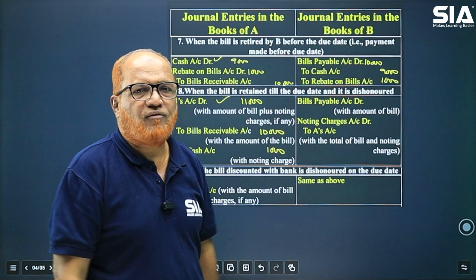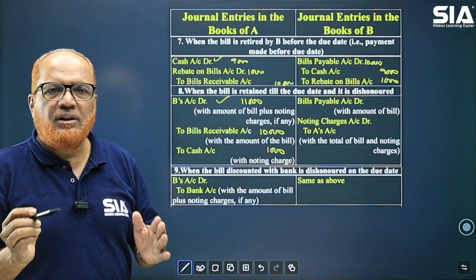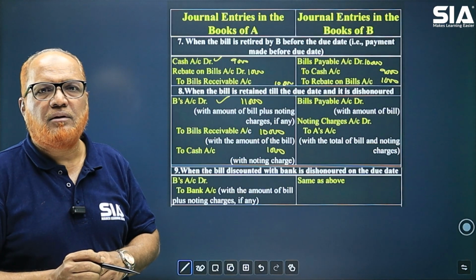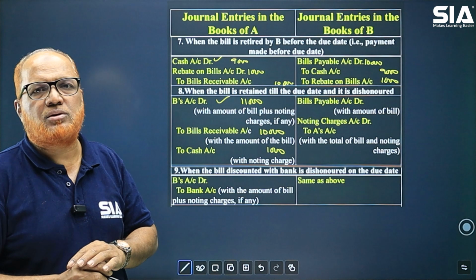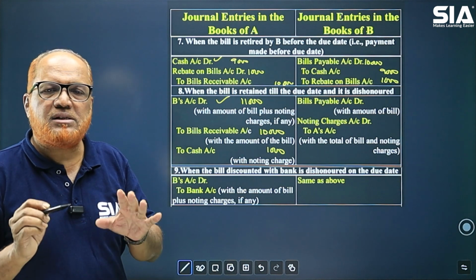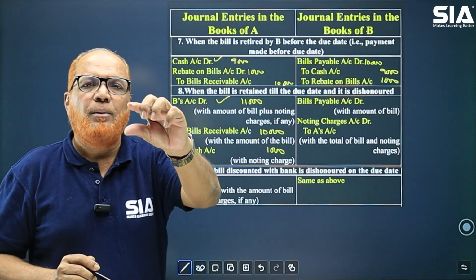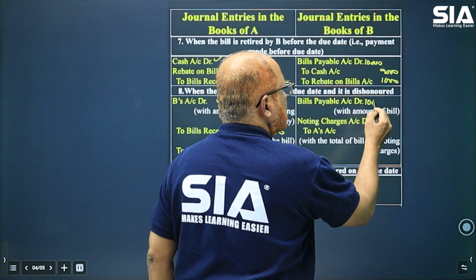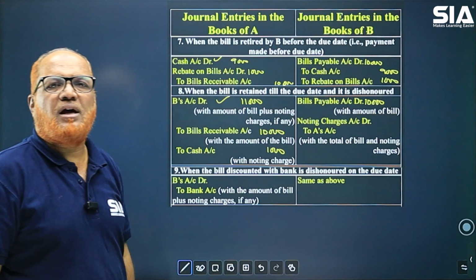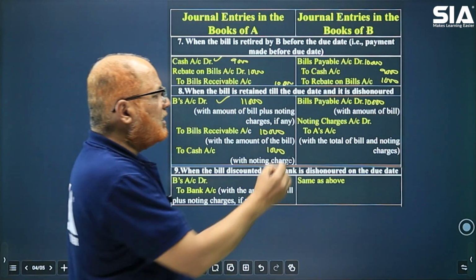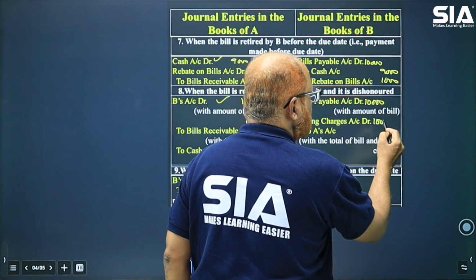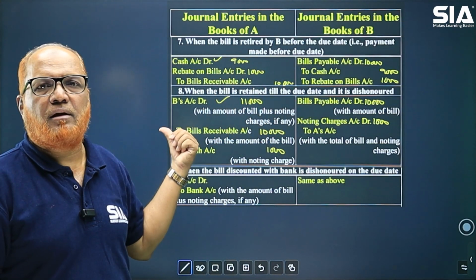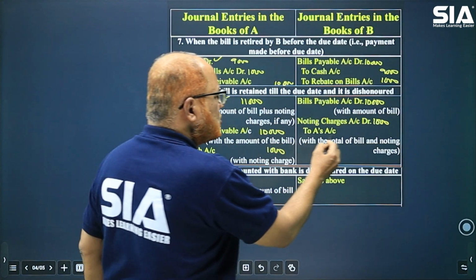Now in the books of B, noting charges is a loss, is an expense. So he will debit noting charges account. The face value of the bill is 10,000, so the entry will be bills payable account debtor 10,000, noting charges account debtor 1,000. The total amount 11,000 he has to pay to A, right? So A's account 11,000.